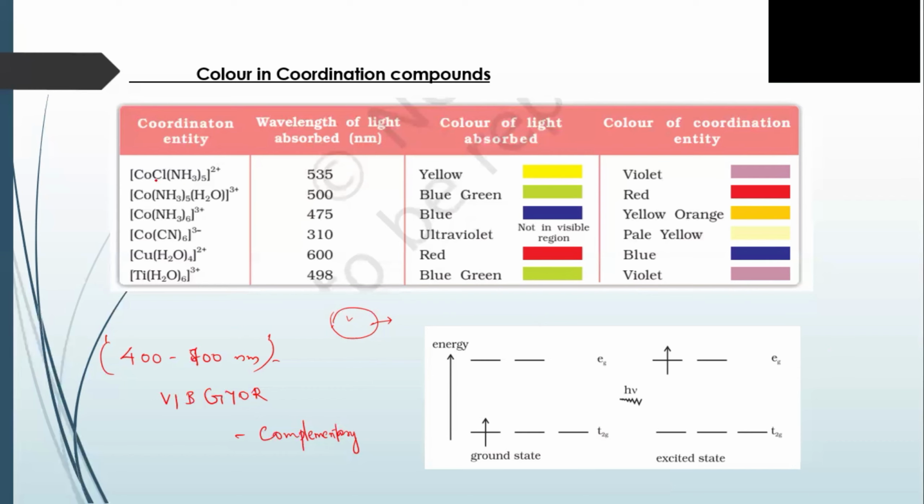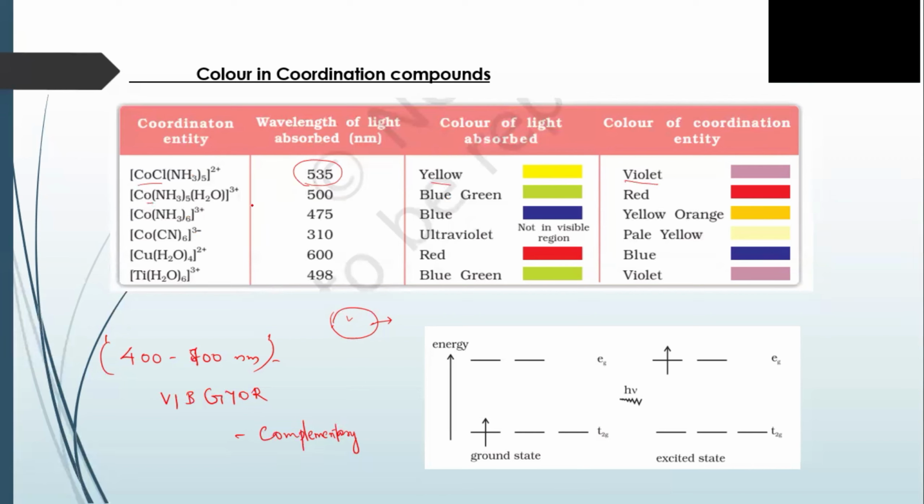For example, take this complex. The wavelength of light absorbed is in the region around 535, and it corresponds to yellow. That means this complex will absorb yellow radiation. So all the other radiations other than yellow will be reflected back, and the complex will appear violet, that is complementary to the yellow color. So this is an example of different complexes and their color.